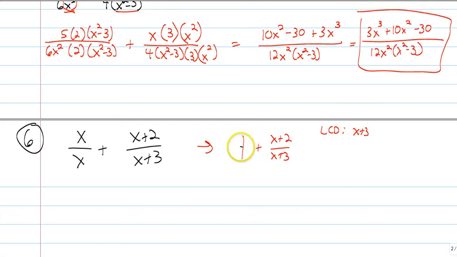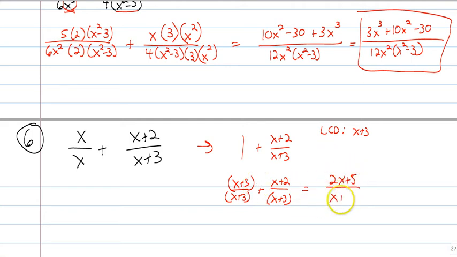So that means that I just have to multiply this side over here by x plus 3 over x plus 3. So those are my groupings. Plus x plus 2 over x plus 3. So now when I add these fractions together, I get 2x plus 5 over x plus 3. And that's the quick way to do it.